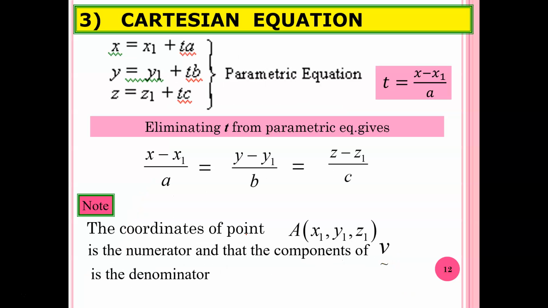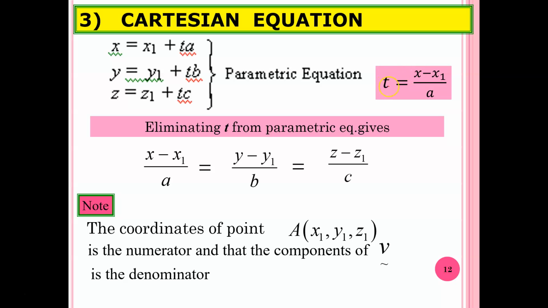Okay, let's move on to the third equation, which is the last one. We have covered vector equation and parametric equations. Now we want to see Cartesian equation. Cartesian. So you have this one. Previously we have obtained our parametric equation. So this t, all you can see you have t, and t. This t is actually equal to x minus x1 over a.